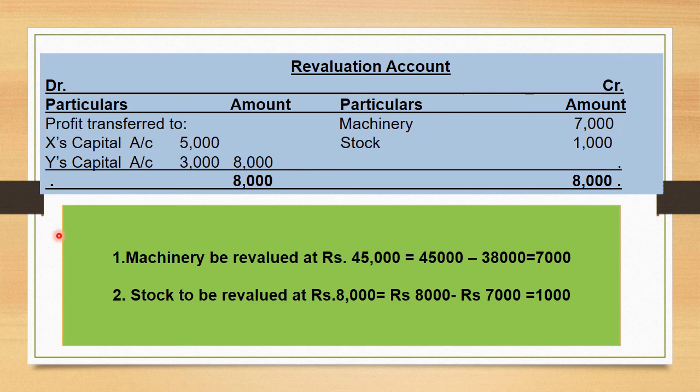Those two adjustments are, first, increase in value of machinery. And the value of machinery is increased by rupees 7,000. How did we compute this? The present value of machinery is given to us in the adjustment, which is rupees 45,000, and the book value which was already given to us is rupees 38,000. It means the value of machinery is increasing by 7,000. And when there is an increase in the value of an asset, it must be termed as income. And where do we show income? On the credit side of the revaluation account. That is why we showed machinery on the credit side of the revaluation account.